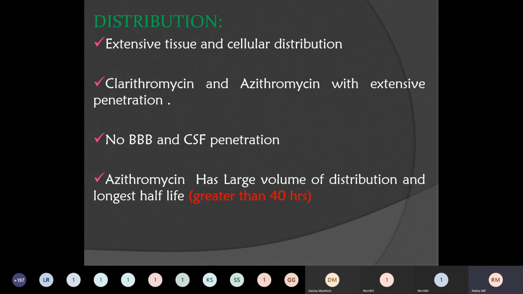Coming to the distribution, macrolides have extensive distribution. Clarithromycin and azithromycin have extensive penetration into the cells, but they do not cross the blood-brain barrier, or CSF penetration is poor. Azithromycin has the largest volume of distribution among the macrolides and it has the longest half-life of around 40 hours.